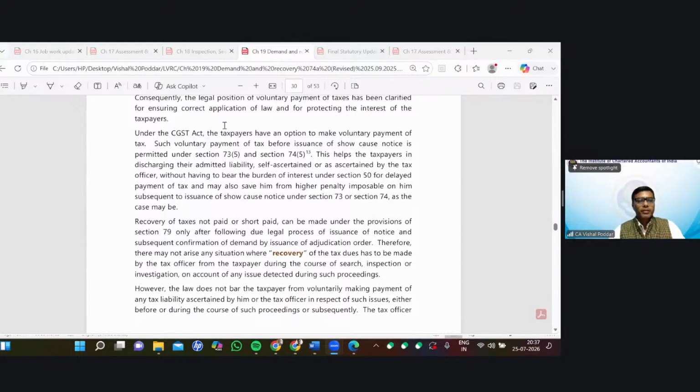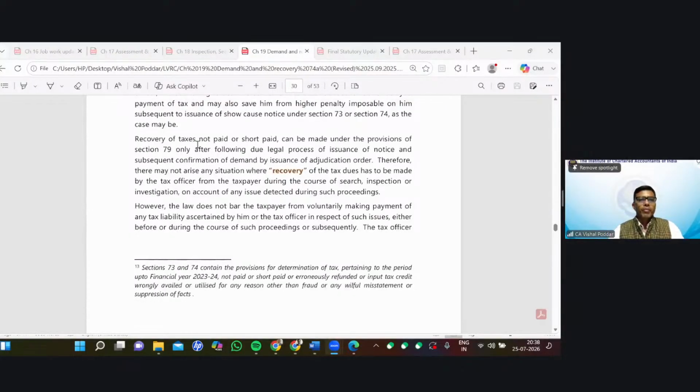Under the Act, the taxpayers have the option to make voluntary payment of tax. Such voluntary payment of tax before issuance of show cause notice is permitted, as we studied in 73(5) and 74(5). This helps the taxpayer in discharging their admitted liability, self-ascertained or as ascertained by the taxpayer, without having to bear the burden of interest under section 50 for the delayed payment of tax, and may save him from higher penalty.